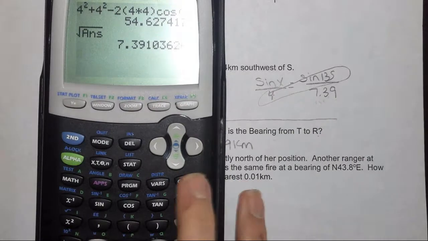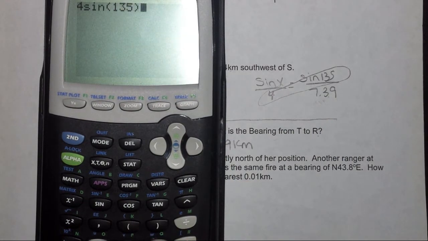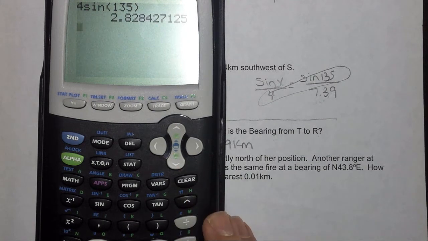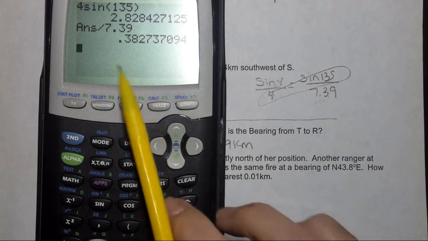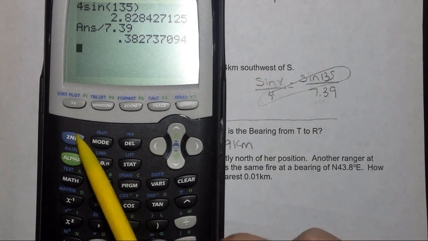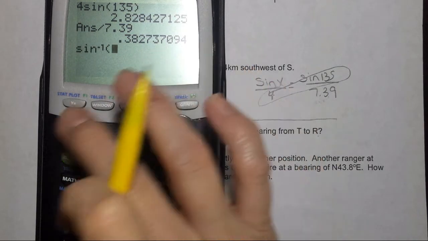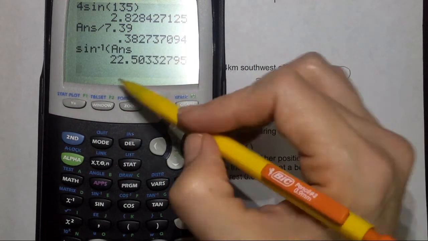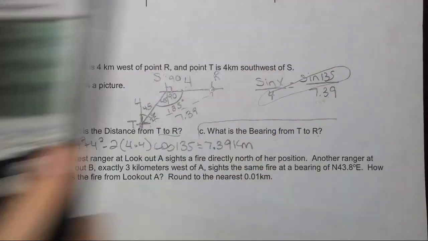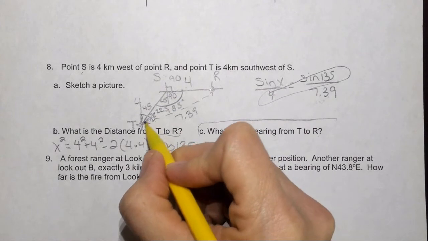So here's how it's going to look in your calculator. 4 times sine of 135, enter, divided by 7.39. Okay, and you're going to get this little decimal. And what you have to remember is, because I'm looking for an angle, we have to hit the second button. So we're going to second sine, and then second answer because I want that to pop in there. So that angle inside is 22.5. This right here is 22.5, this little piece.